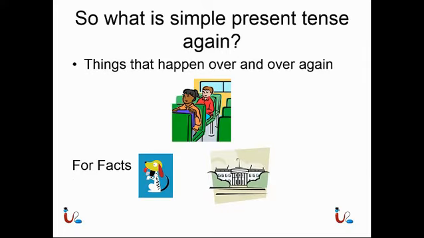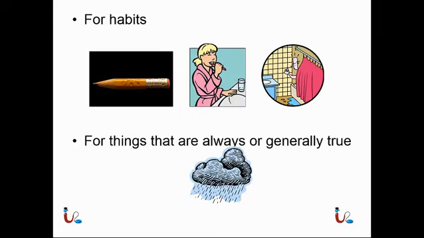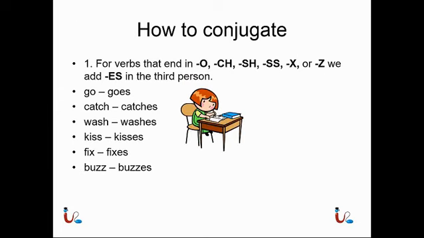Things that happen over and over again, like riding the bus, or for facts, like dogs have 4 feet. The president lives in the White House. It's for habits. I chew my pencil. It is for I wake up every morning and brush my teeth, or I shower every day. It is for things that are always or generally true. It is rainy in the winter. It's cold in the winter. This is generally true. Now let's talk about conjugation.